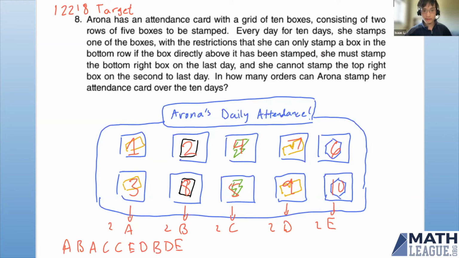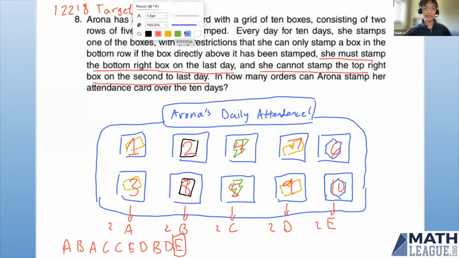What about our other 2 conditions? She must stamp the bottom right box on the last day. That just means that E has to be the last letter, and she cannot stamp the top right box on the second to last day. So that means that this first E has to not be in this spot here. So it could be in any of the other 8 spots.